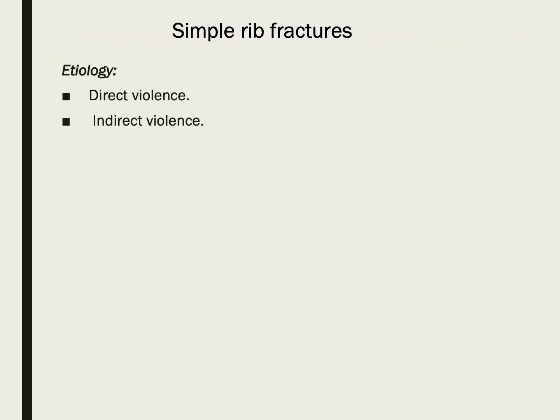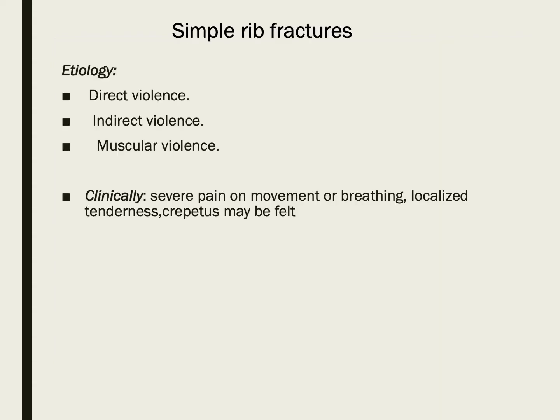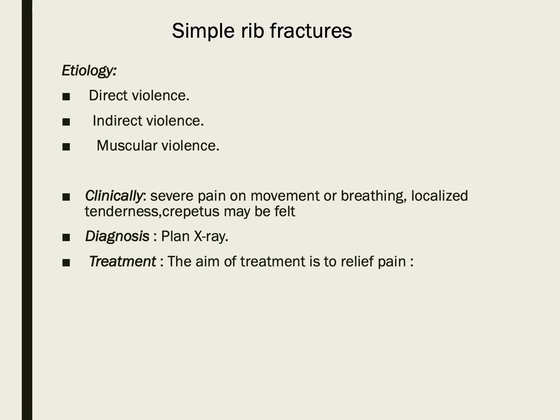The simple rib fractures are the result of direct and indirect violence. Clinically, the patients will present with severe pain on movement or breathing, and localized tenderness, or if there is a chest wall hematoma or crepitus on examination. A chest X-ray will show the simple rib fractures. The CT scan is not usually needed unless we are concerned about associated injuries.